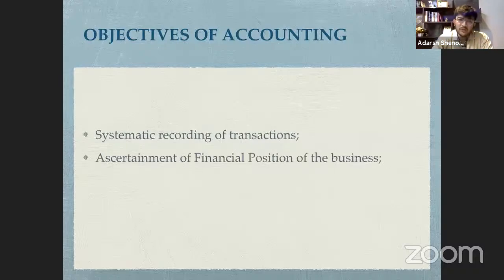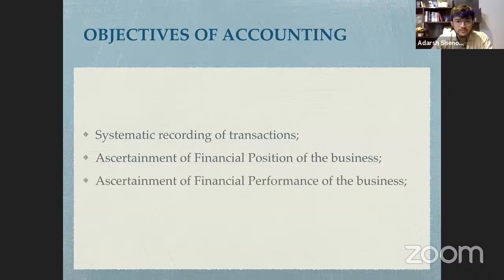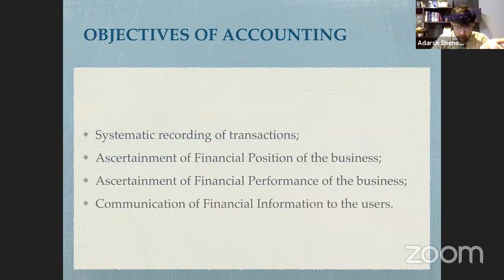Second one, why do we do this? Because we wanted to know the financial position and financial performance of the business. So this is ascertainment of financial position of the business, to know where the business stands, what the assets and liabilities of that business are. And the second one, to know the financial performance. How much is the income? What is the expense? How much profit have they made in a particular year? To know all this. So this is ascertainment of financial performance of the business.